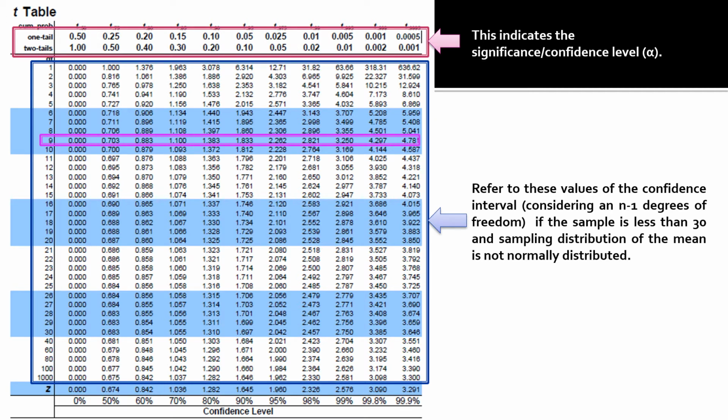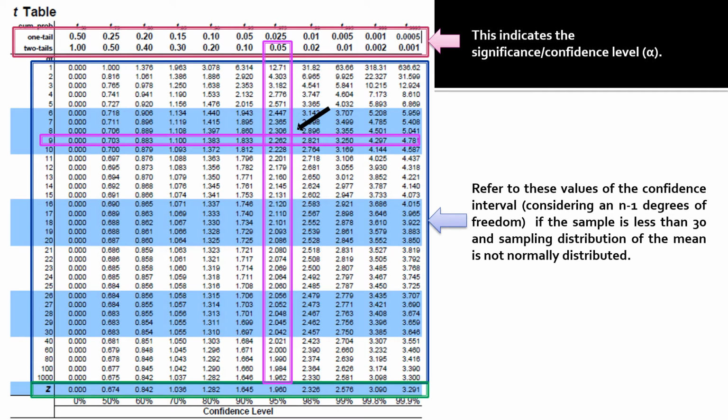For example, let's say our sample size is 10. For the degrees of freedom, that's n minus 1, so we choose the 9. And let's say that the alpha is 0.05 two-tailed. So the value of the t is 2.262. That's how we locate the value of the confidence interval for samples less than 30.